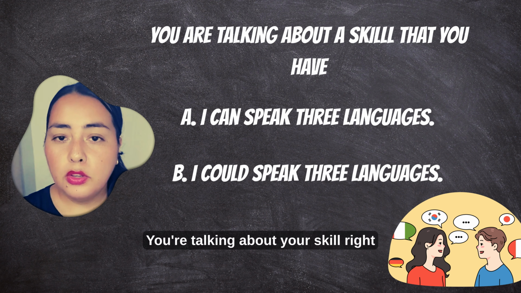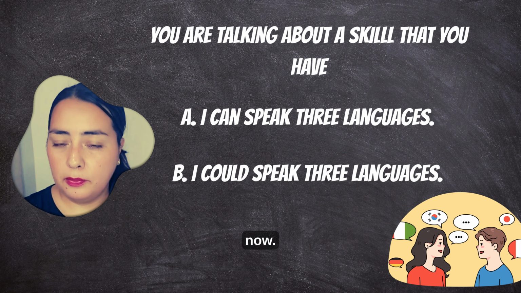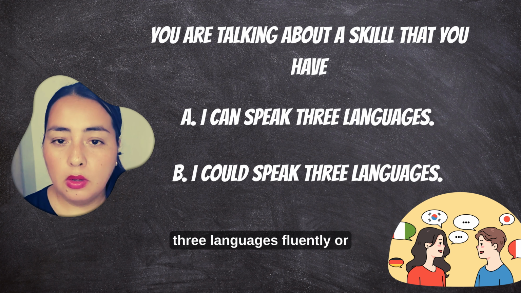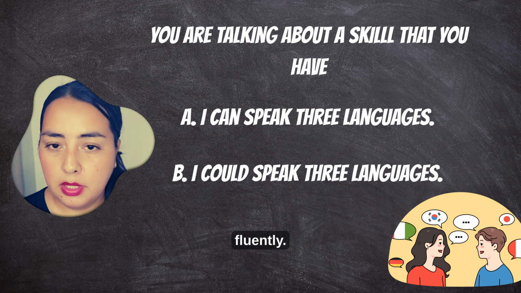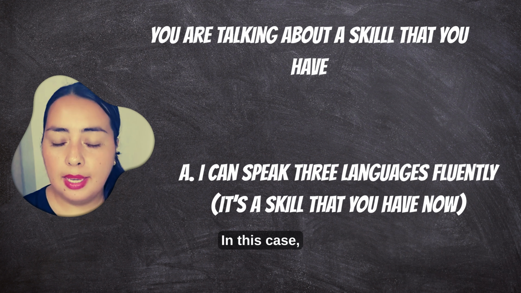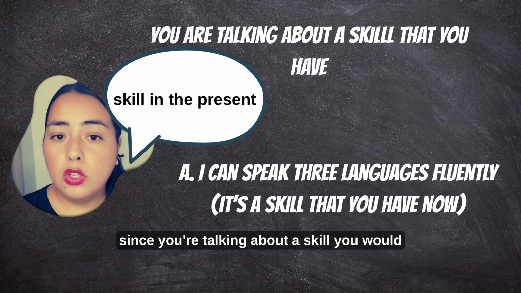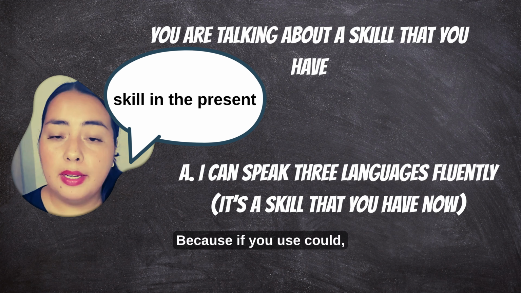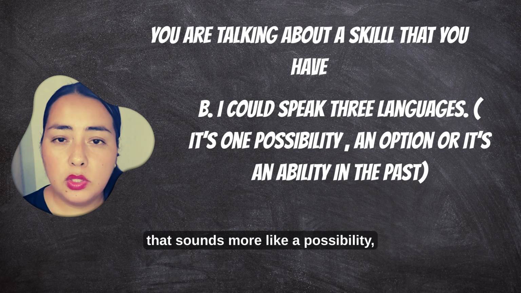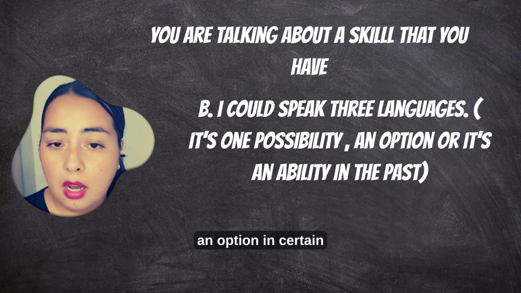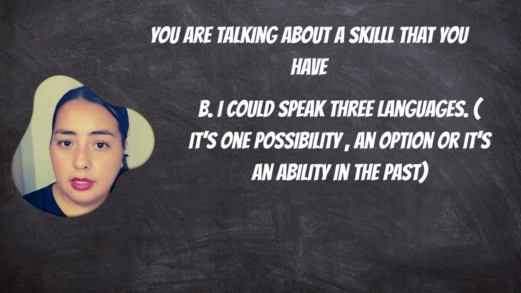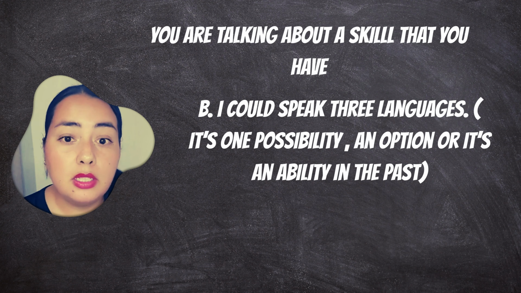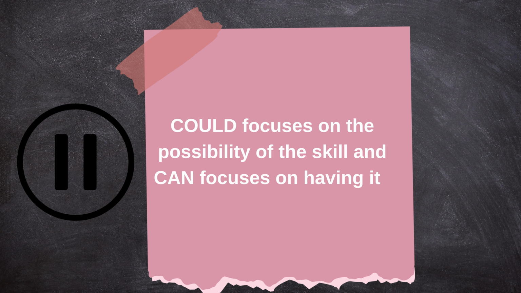Second situation, you're talking about your skill right now. What do you say? I can speak three languages fluently or I could speak three languages fluently. In this case, since you're talking about a skill, you would use I can speak three languages fluently. Because if you use could, that sounds more like a possibility, an option in certain circumstances. For example, I could speak them if you pay me enough. It's a possibility out of many.